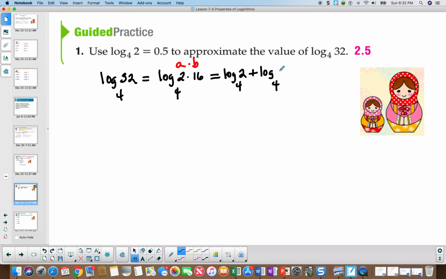and we can write 16 as 4 to the second power. Now this, we're already told, is 0.5, and these will undo each other. A log and an exponential of the same base will undo each other, and that'll be 2, and so the answer is 2.5. That was the answer I was trying to go for.